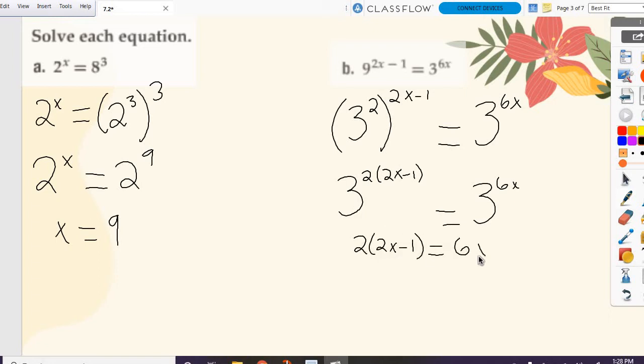And at this point, we just have a multi-step equation that we've seen since we were in pre-algebra. So my first step is to distribute the 2. Then we want to move all of our x's to the same side, and finally divide by 2. So we get that x equals -1.